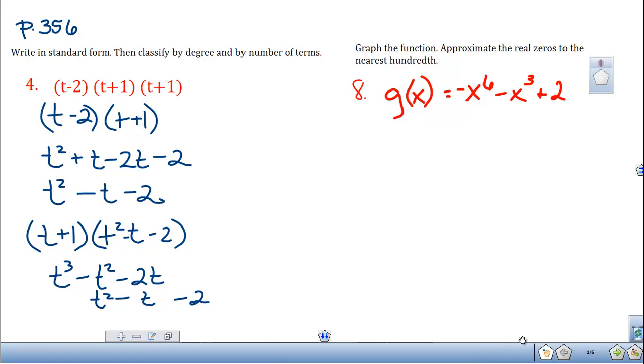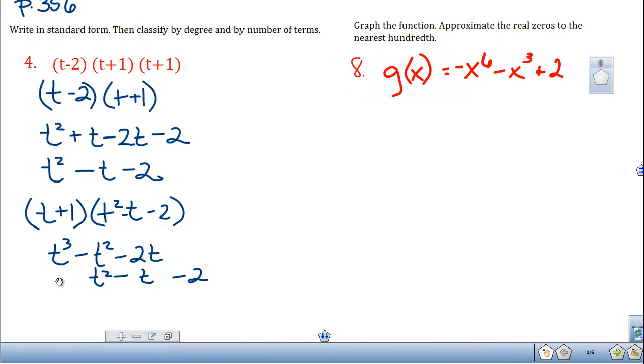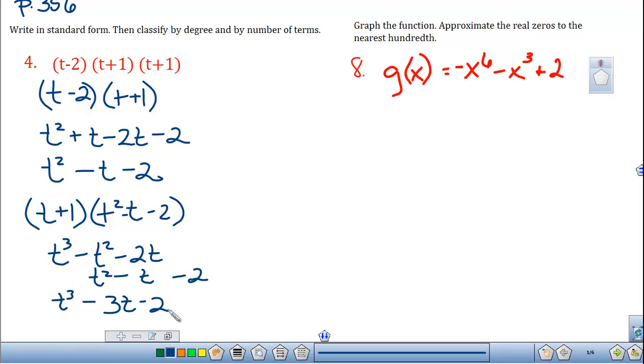Next, I'm going to gather up like terms and simplify. So I get t cubed, and then when I combine these two together, they cancel out because they're additive inverses, and then I get minus 3t minus 2. And that is the answer. Now, to classify it by degree, it is a third degree equation, which is oftentimes called a cubic function, and it is a trinomial. So that would be the answer to question number 4.